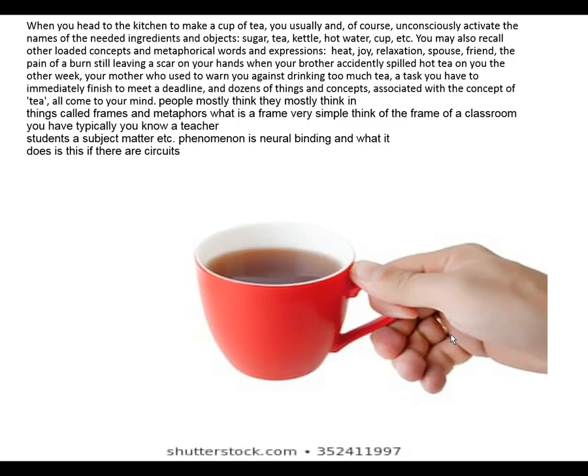we do not think in separate words. Each word makes a frame, a bundle, a network of related ideas and related words. So for example, when the word classroom is mentioned, you recall a lot of things regarding the teachers, the students, the subject matters, the schools, the courses, the examinations, the grades, the results, and a lot of things. So words are stored in our minds in the form of frames.